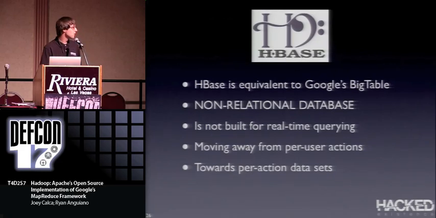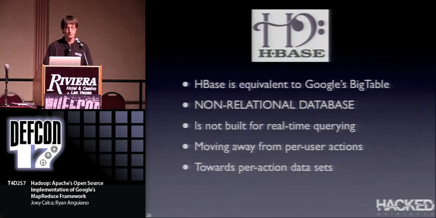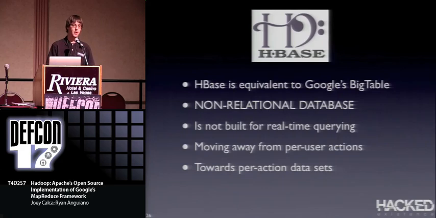HBase. All right, this is the equivalent to Google's BigTable, and this is a non-relational database. It's a really tough concept to grasp for all of us. We grew up with relational databases. It's not built for real-time querying. You're not trying to run your website and pull users' login information out of HBase. You're moving away from per-user actions where you're saying, take this user, link it to a bunch of tables, and pull me a field out of it, towards per-action data sets. So you're saying, show me all of the users who did this and give me that huge giant data set and then run that through this MapReduce program.